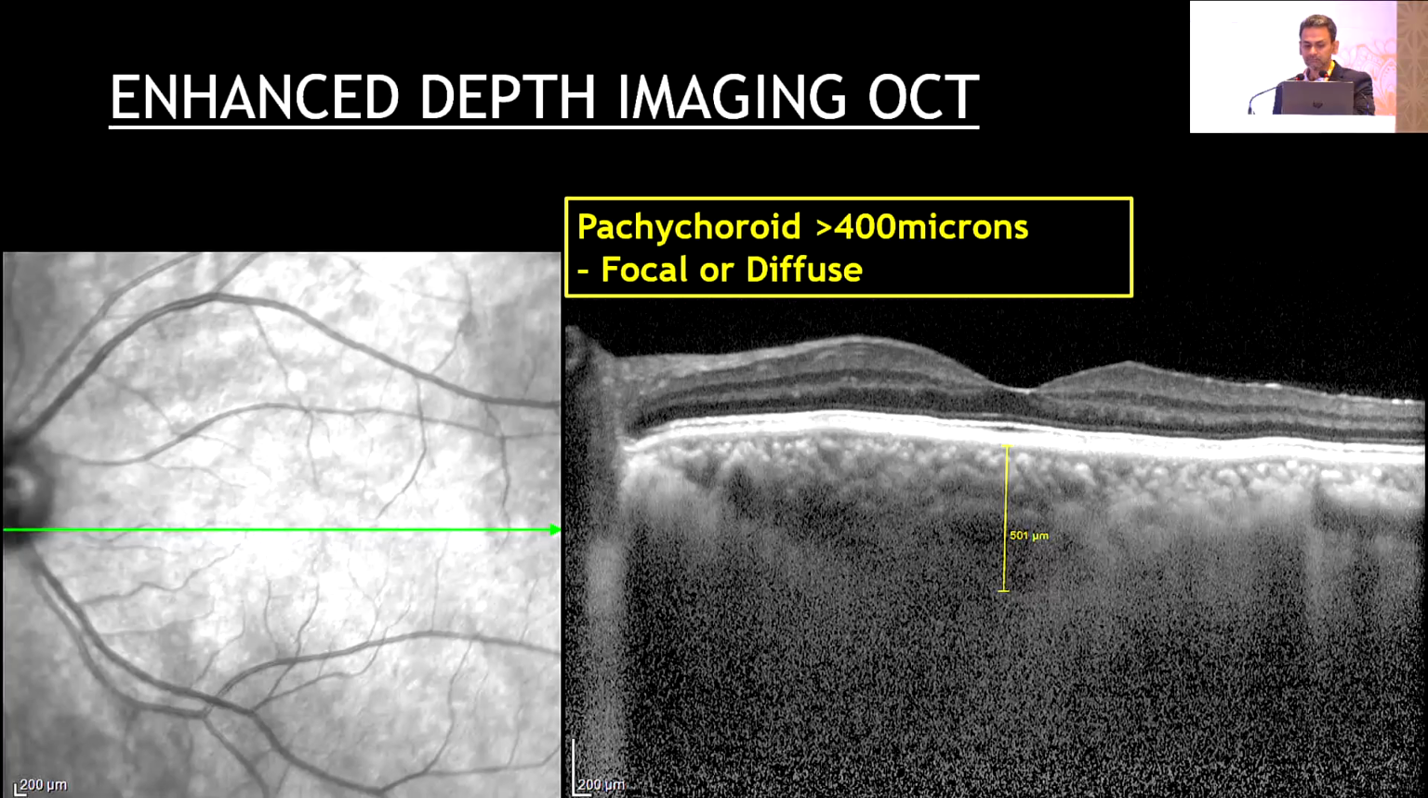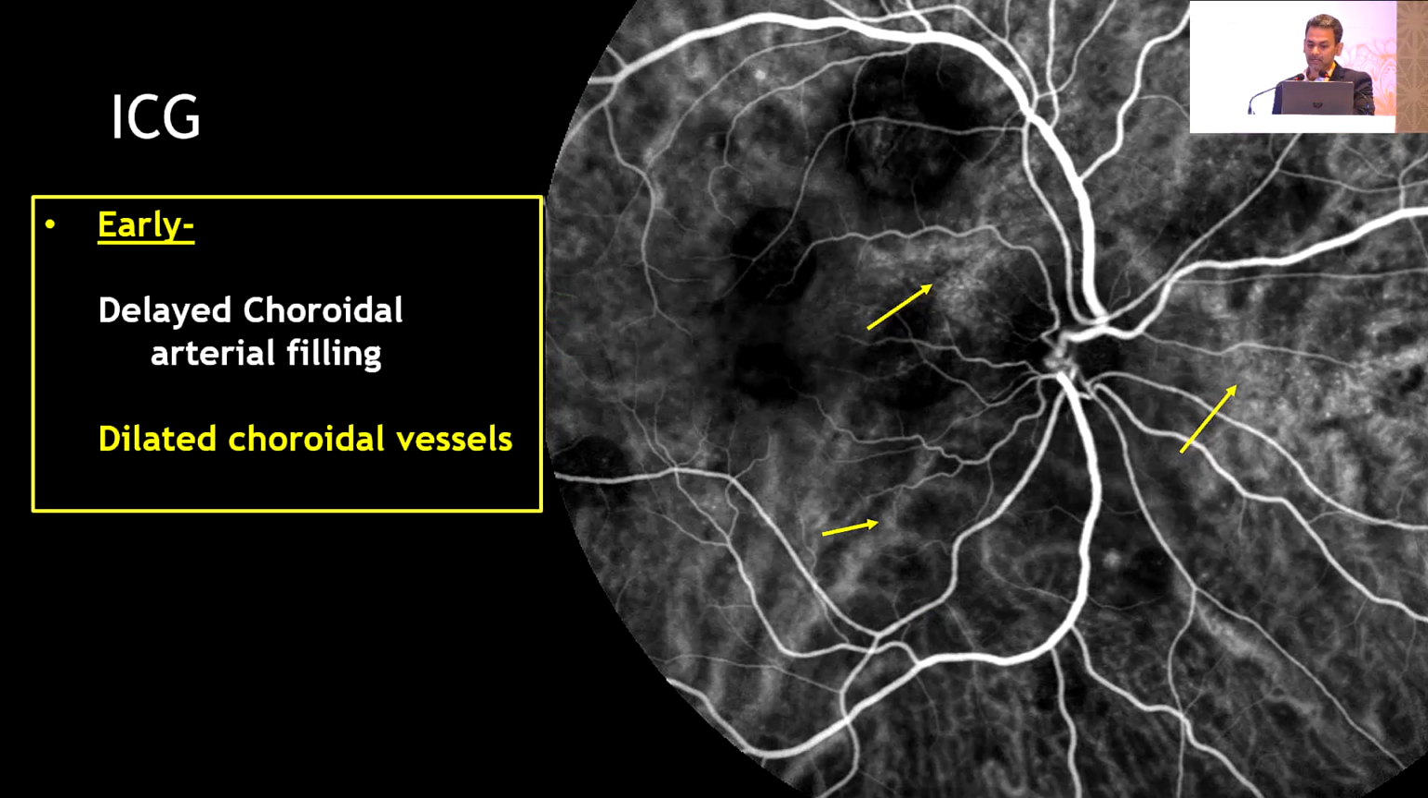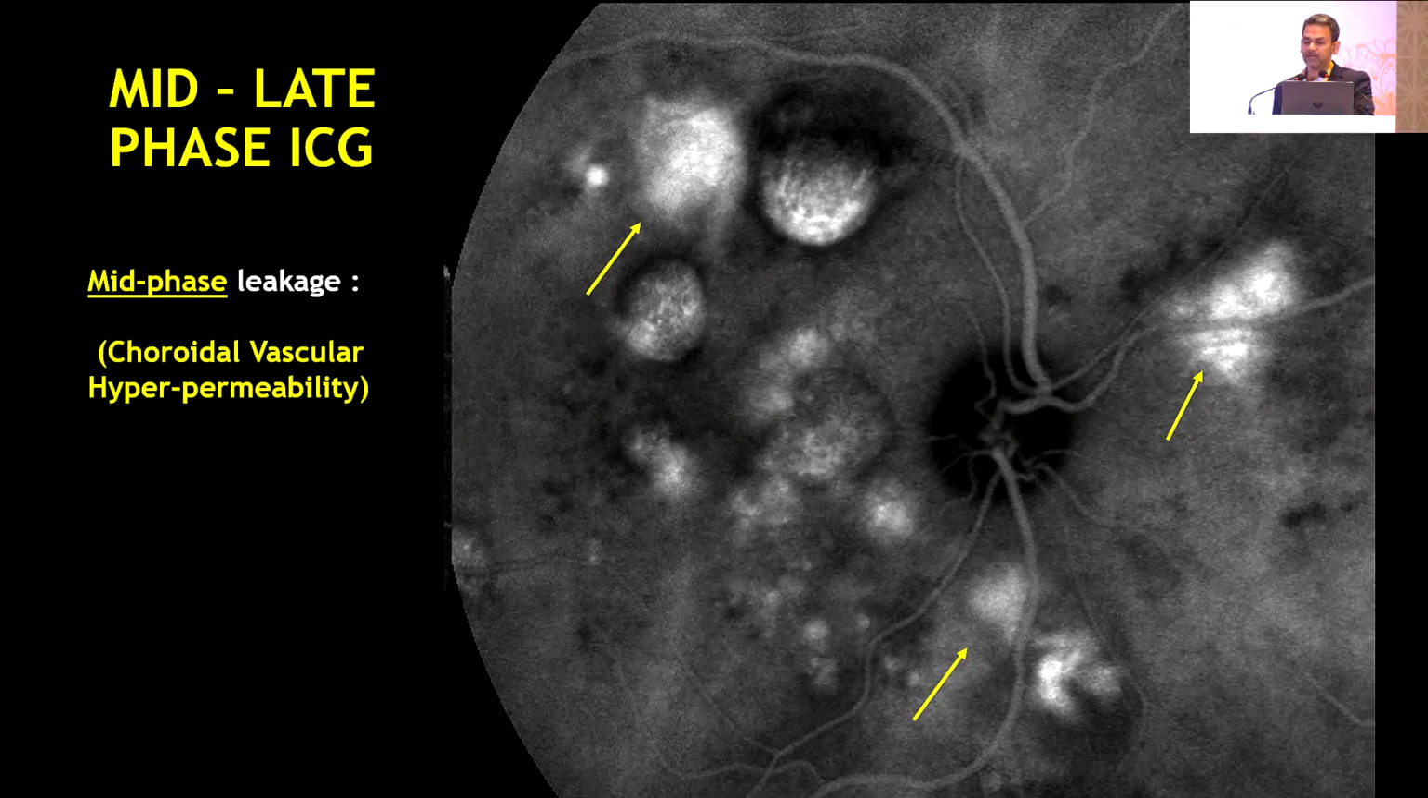So common to these diseases are reduced fundus tessellation and increased choroidal thickness, no consensus, but generally more than 400 microns thickness, either a diffuse thickening like this or a focal thickening. And more importantly, dilated Haller's vessels, more than 80% of the thickness with overlying choriocapillaris attenuation or compression. And early phase of ICG showing delayed choroidal arterial filling. And you have the dilated choroidal vessels, and in the mid phase, patchy areas of choroidal vascular hyperpermeability. So these imaging findings are common to these diseases.